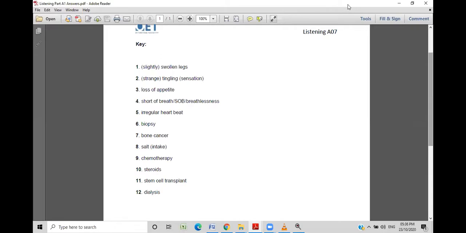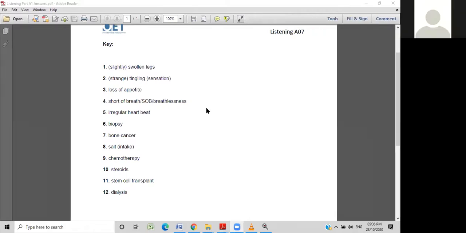I want you to match your answers with this. Don't worry about the spelling. In the listening part A test, you're not penalized for spelling errors as long as the meaning or the sound is the same. Okay, so homonyms are fine. If you have picked up the correct sound, it is fine. And all the words that are written under the bracket are optional. So if you have missed those words, then that's absolutely fine.